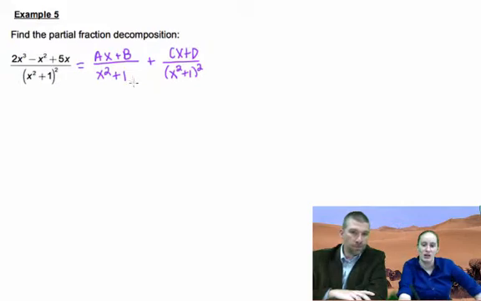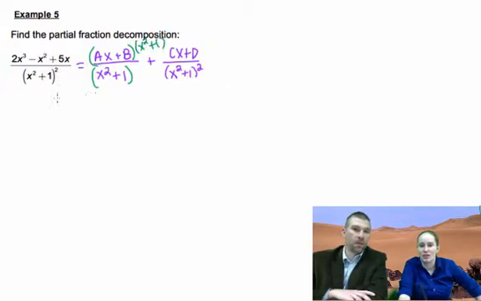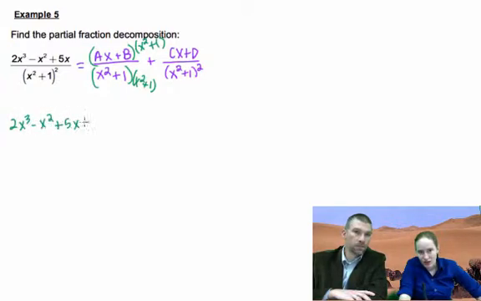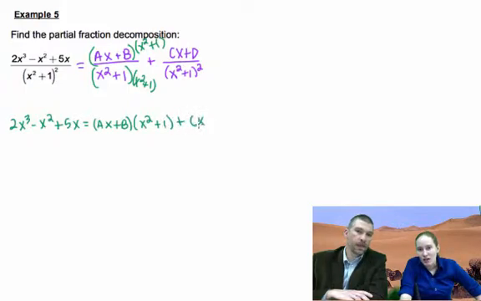Okay, so now we need a common denominator, which might scare you at first, but you only have to multiply the first one by the x squared plus 1. The second one already has the denominator that we want. It's good to go. So 2x cubed minus x squared plus 5x. And you might be thinking, oh, I can factor an x out of that. We don't need to; there's no point. So the numerator is ax plus b times x squared plus 1, plus cx plus d.